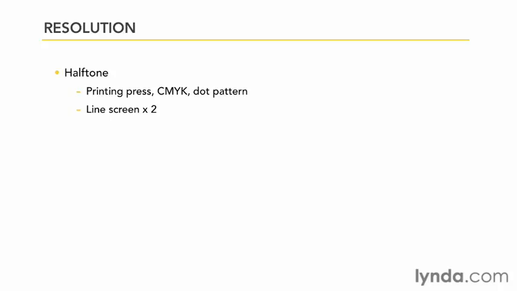So as soon as you know the paper that you're printing to, then you can work with your printer and come up with the line screen that you'll need. Then you simply double that, and that would be the resolution you would want in Photoshop.